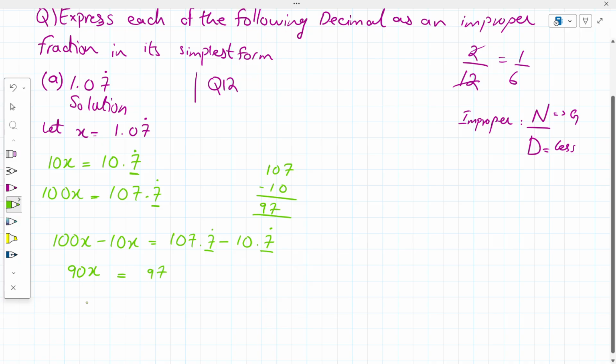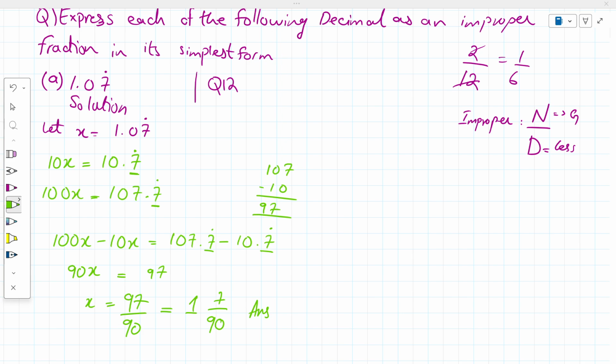Now by balancing, the next equation will be 97 divided by 90, and now it is an improper fraction where the numerator is greater than the denominator. So we can also write it as 1 whole 7 upon 90, because 90 plus 7 is 97. So this is the answer of our part A.